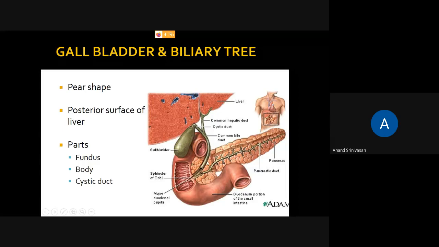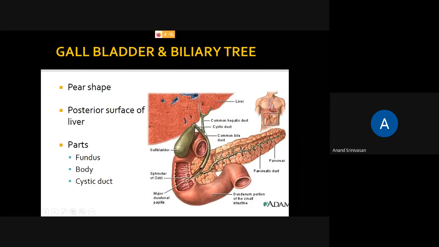Okay, the common bile duct then joins with the pancreatic duct and opens into the second part of the duodenum. This is the duodenal papilla. Okay, the duodenal papilla.